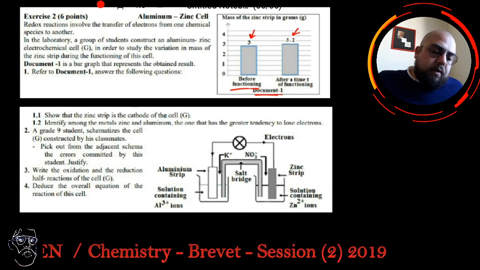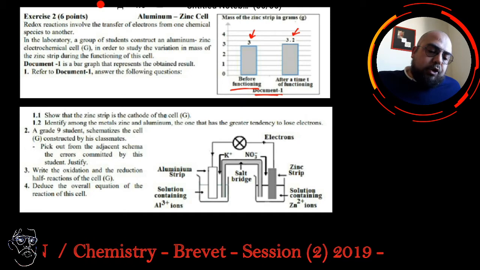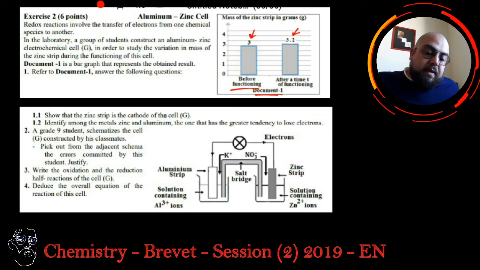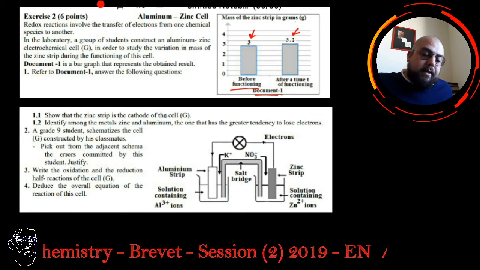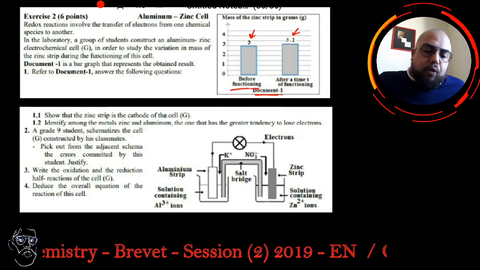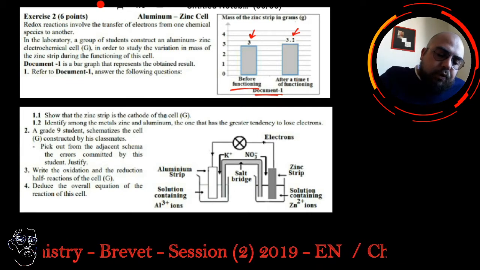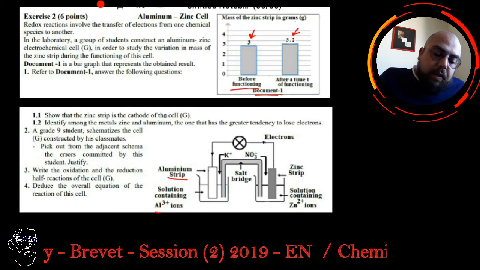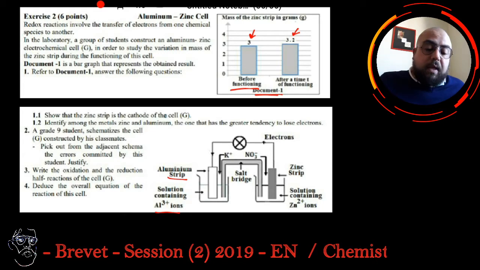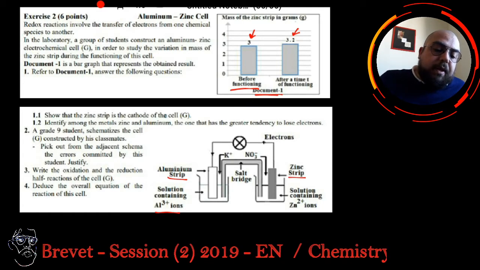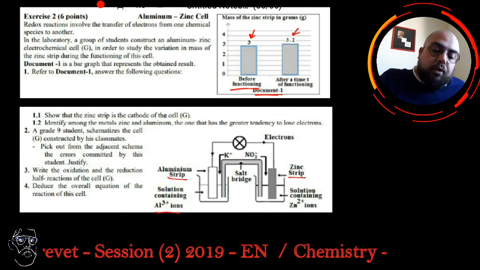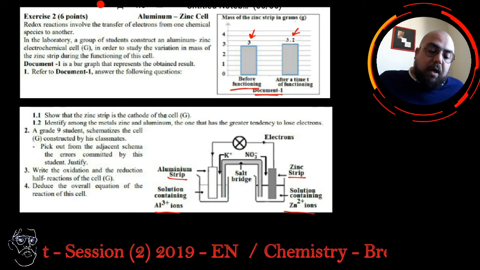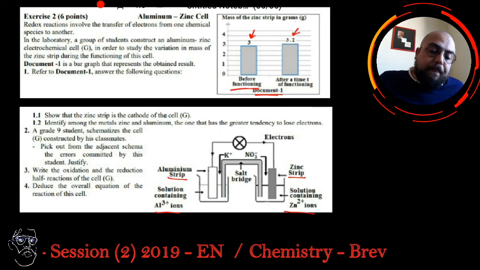A grade 9 student schematizes the cell G constructed by his classmates. Pick out from the adjacent schema the errors committed by the student, and justify. So we have to check. The aluminium strip is placed in a solution containing Al3+ ions, so that's great. The zinc strip is placed in a solution containing Zn2+ ions, so this is also great.